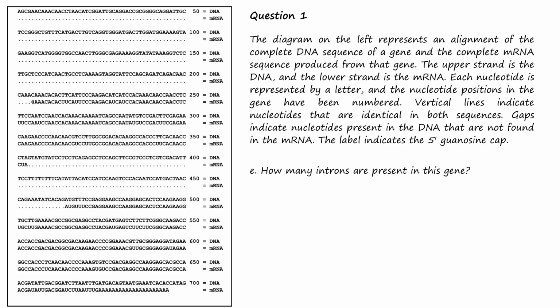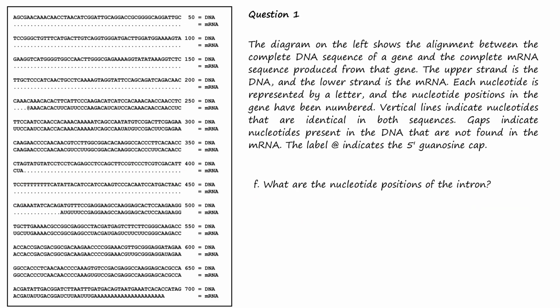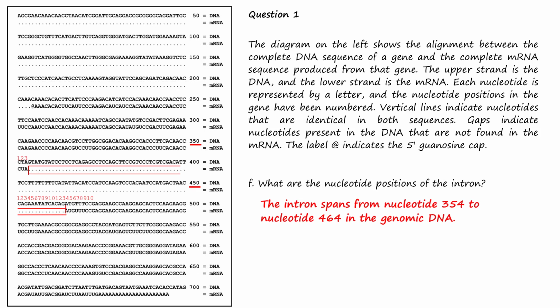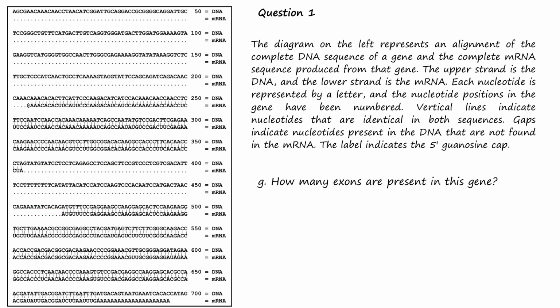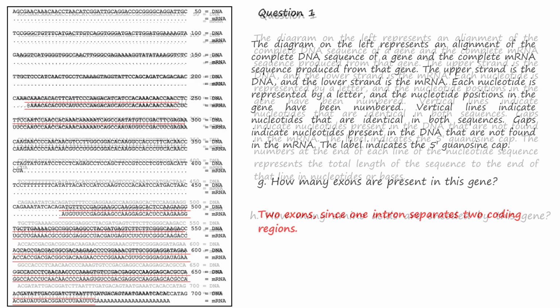E. How many introns are present in this gene? Answer: 1 intron, identified as the internal DNA sequence absent from the processed mRNA. F. What are the nucleotide positions of the intron? Answer: nucleotides 354 till 464 in the genomic DNA. G. How many exons are present in this gene? Answer: 2 exons. 1 intron separates 2 coding regions.